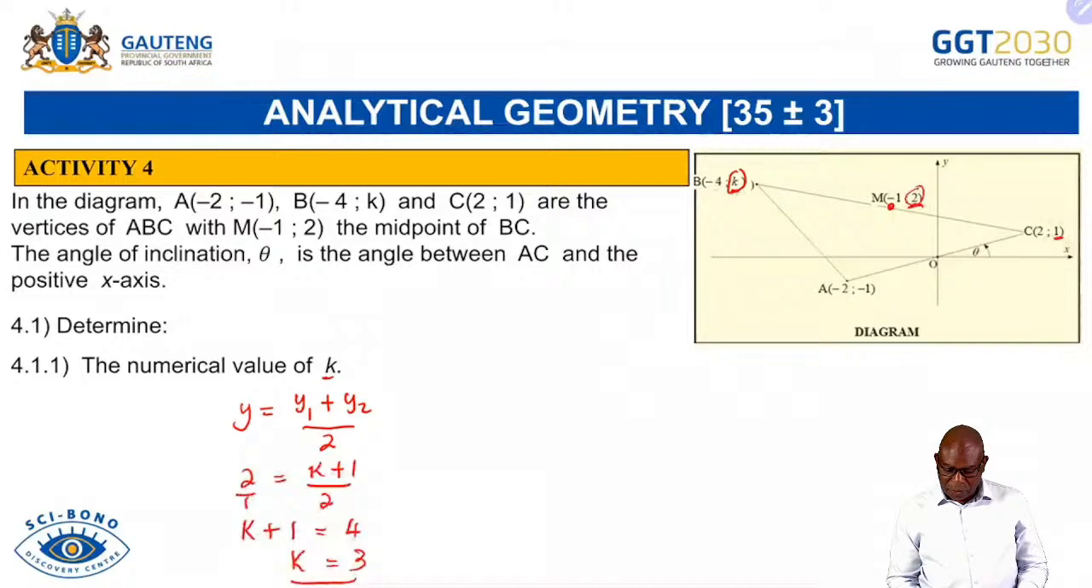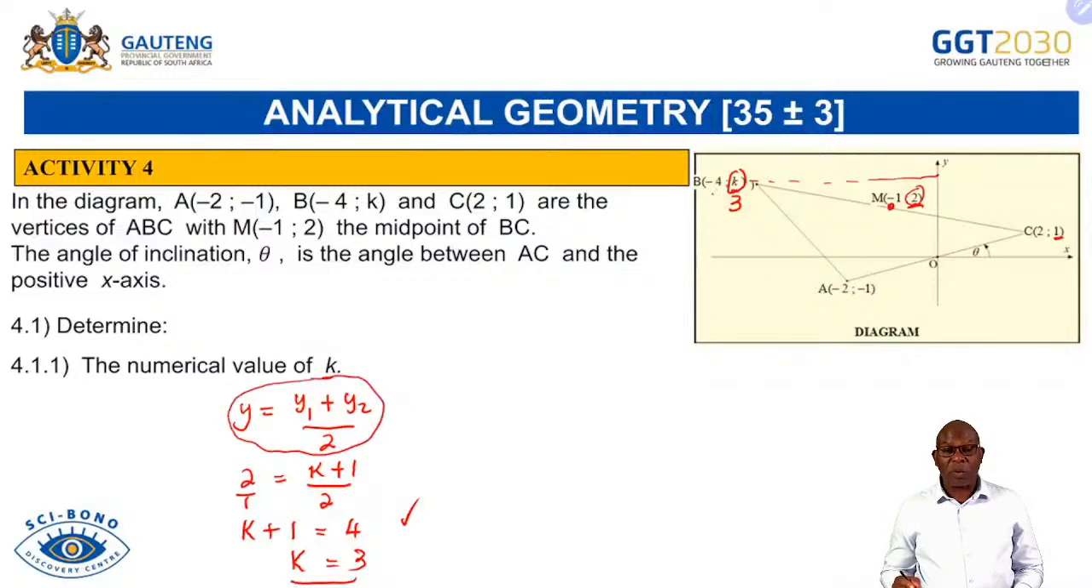Am I right for k to be equal to 3? Yes, because k is on the positive side of y. Okay, so now that is quite easy. Remember, if the midpoint is given and you need the other point, write down the formula like that. If I was looking for x, I'll write x equals x1 plus x2 over 2. And I use the y values only for this one because the k is on the y.